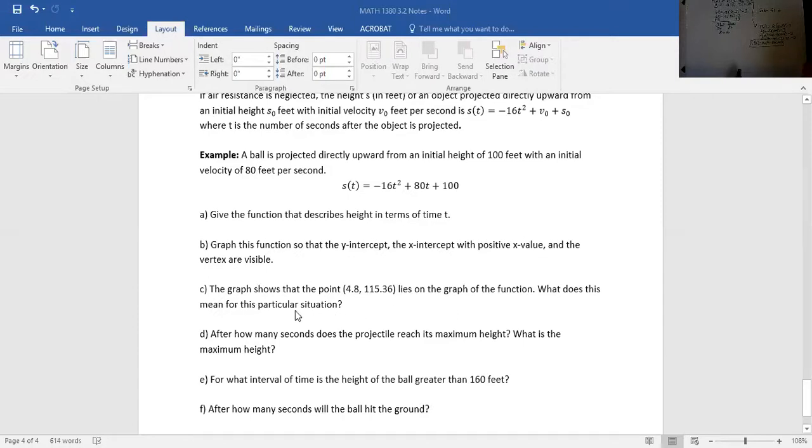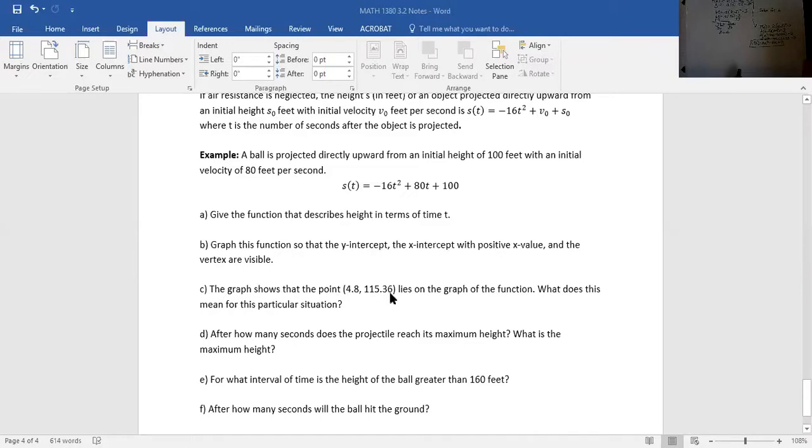So what does this mean in particular? This is your x-axis, and this is your y-axis. If we're doing time and height, this is going to be your time. What this is saying is after 4.8 seconds, your ball is going to be projected at 115.36 feet. And this lies on the line.